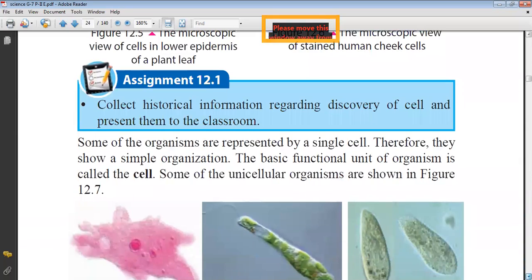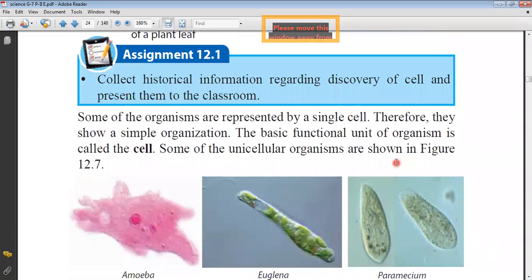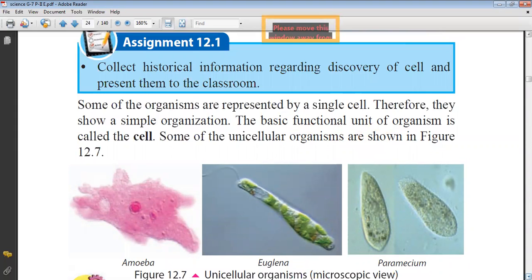Some of the organisms are represented by a single cell. Therefore, they show a simple organization. The basic functional unit of an organism is called the cell. Some of the unicellular organisms are shown in figure 12.7.